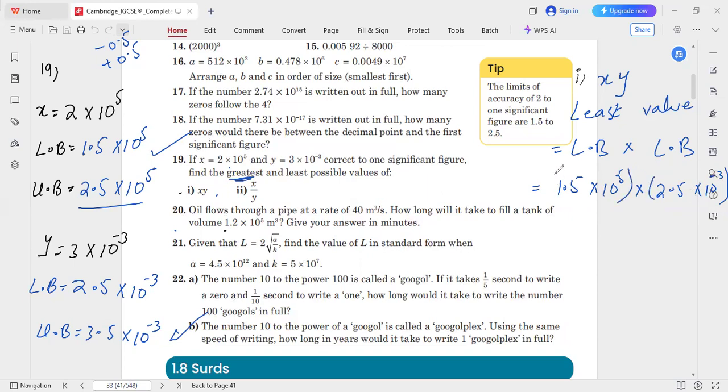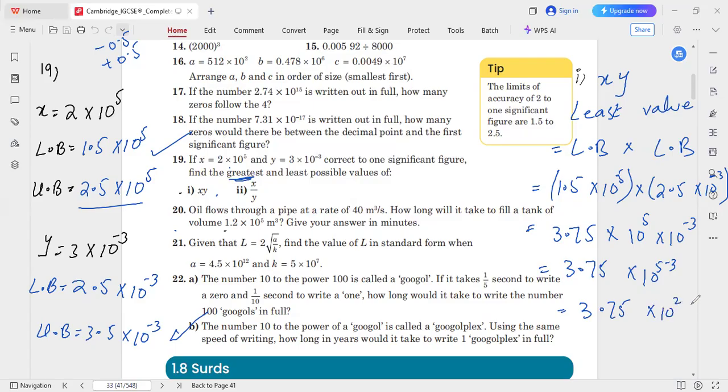Here we need to multiply 1.5 with 2.5, and that comes to 3.75. And the powers you need to deal with accordingly. We have 10 to the power positive 5 times 10 raised to the power negative 3. The bases are similar, so you need to add the powers. So 5 plus negative 3 will be 10 to the power 2.